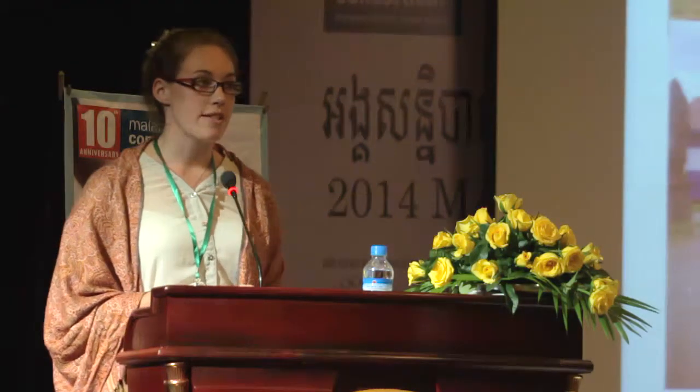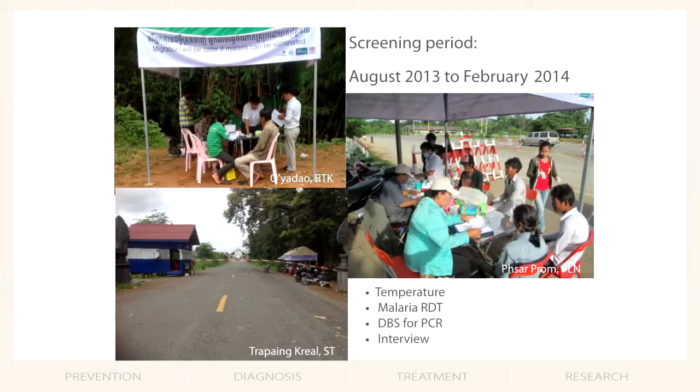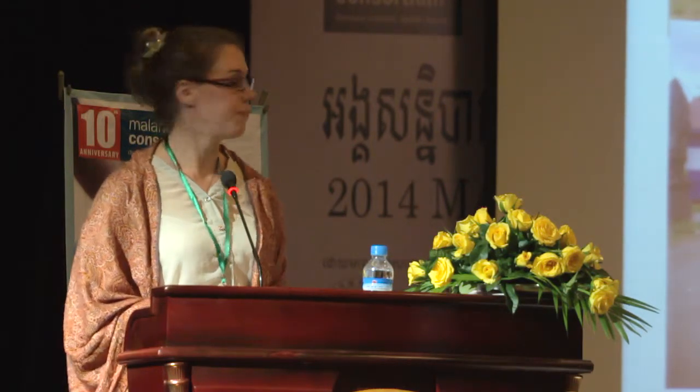So what we did, we set up booths at each border point and recruited participants as they crossed the border. Now, participation was completely voluntary, and once we had recruited participants, we tested them for signs of fever, we tested them for malaria using RDT, and we also took blood samples for subsequent PCR analysis. Then we interviewed them according to a set of a priori risk factors for infection.